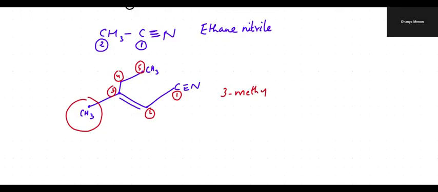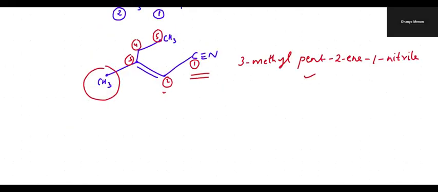So what would be the name? At the 3rd position, I have methyl, 3-methyl. How many carbon atoms are there in total? 5. So pent, 2-ene, because at the 2nd position there's a double bond, pent-2-ene. And the nitrile is at the 1st position. You may give 1 nitrile or you may just write nitrile. It's up to you, because the nitrile is at the 1st position. So you can just write 3-methylpent-2-enenitrile or 3-methylpent-2-ene-1-nitrile. Okay, I hope I'm clear.